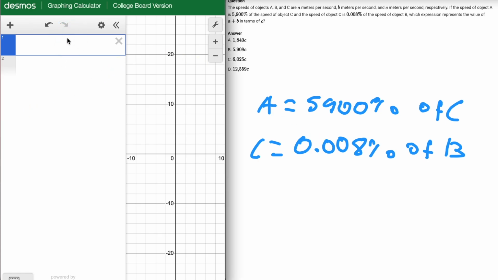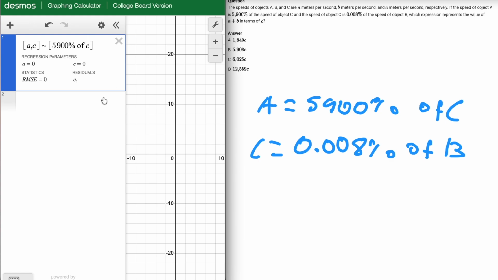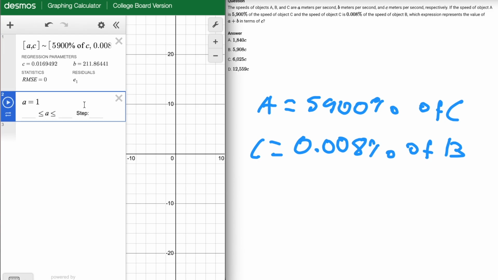I would do a bracket regression here, and if you don't know what this is, check out my other decimals videos where I explain this more in depth. I write everything on this side of the equation in this bracket, and everything on this side of the equation in this bracket. So I'll do A, C, and here A is equal to 5,900% of C. By the way, whenever you click the percent sign, it adds the "of" to it, so you don't need to add that yourself. And then here is 0.008% of B. Now, if I plug in A equals 1, I get the values of all the numbers.